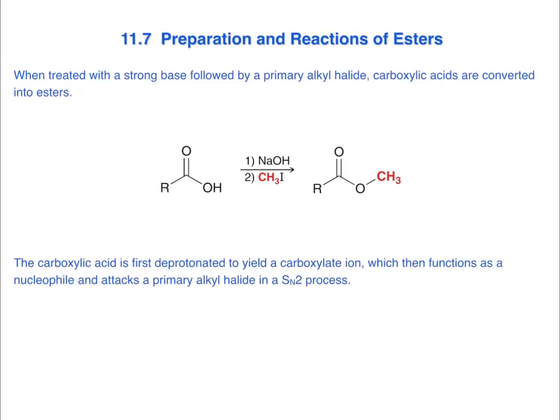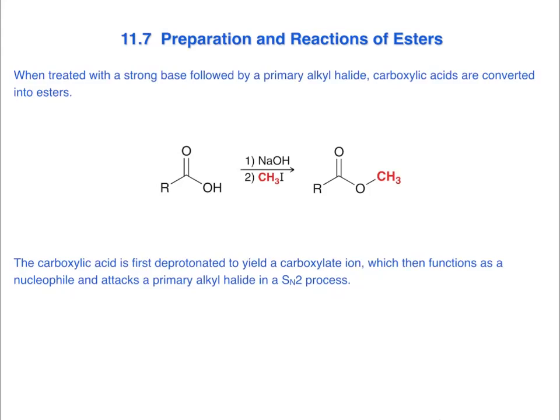In this video, we're going to cover section 11.7 on the preparation and reactions of esters. Now recall that esters and amides are less reactive carboxylic acid derivatives than acid chlorides and acid anhydrides. So what we will see in some of these examples is that we'll require either catalysts or heat to carry out these transformations. So let's first look at ways in which we can prepare esters.